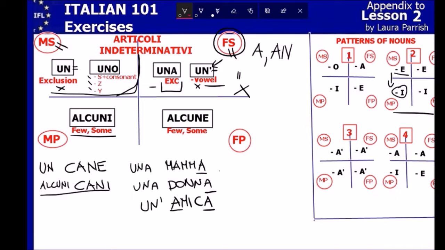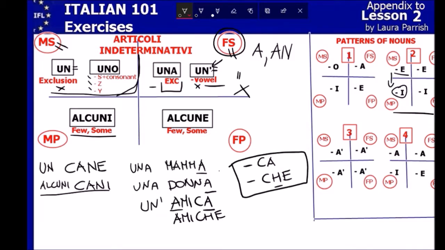Let's make it plural. Amiche. This is an exception. Every time a word ends in ca, at the plural you have to add an H. It's just this exception. There are a lot of exceptions. This is one. Amiche, and because I explained to you that at the plural the indeterminative article doesn't exist in Italian, you use this word that means a few, some. So, alcune amiche.